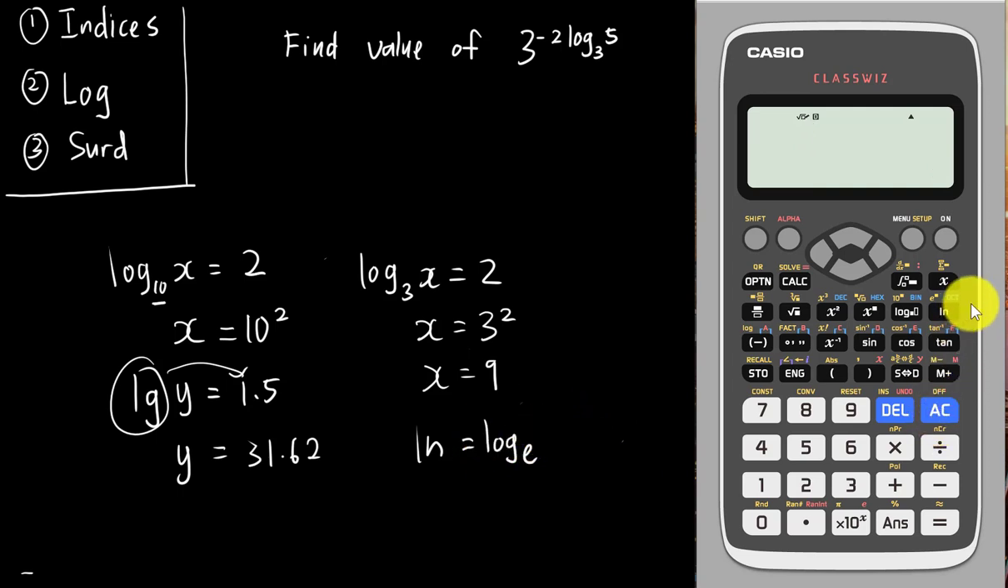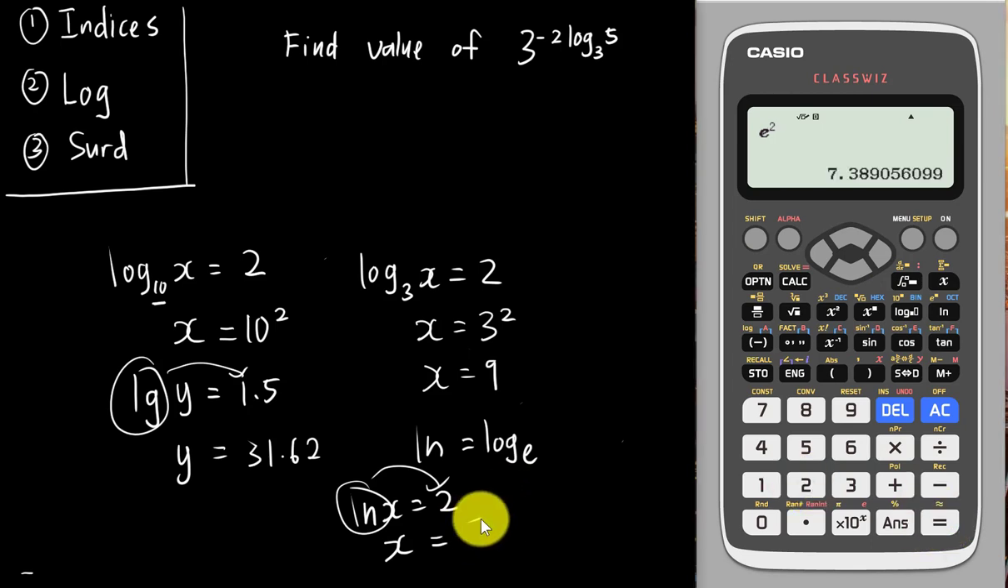You also have shift ln. Basically it's the same example as just now. Let's say you have ln x equals 2. Then to find x, you move the ln to the other side, right? Then you just type shift ln. So you realize it's e, right? So you type 2 here, then the calculator will tell you it's e squared, or 7.389.